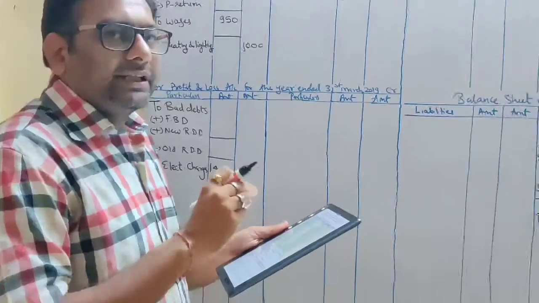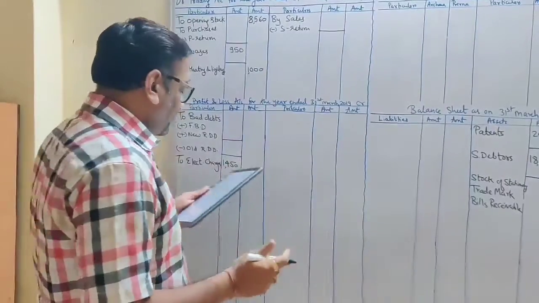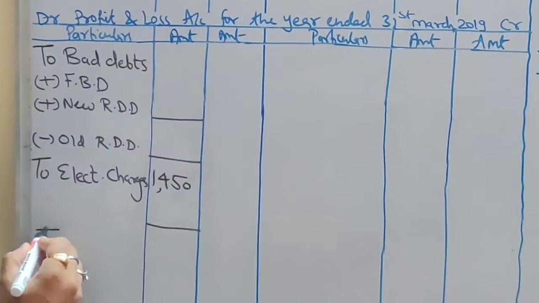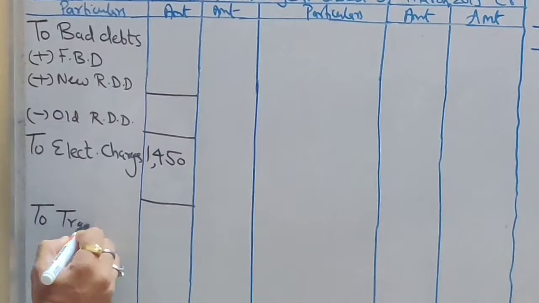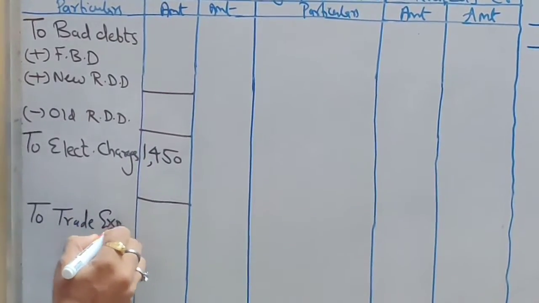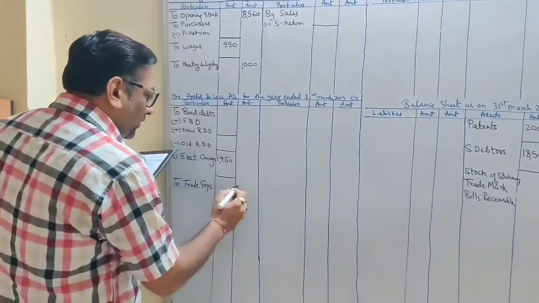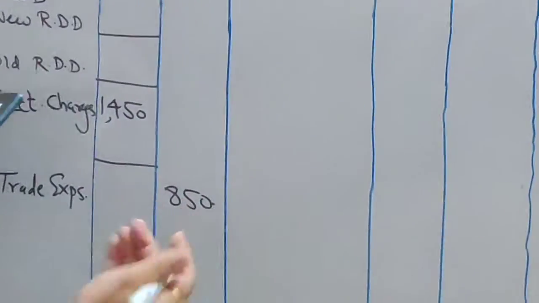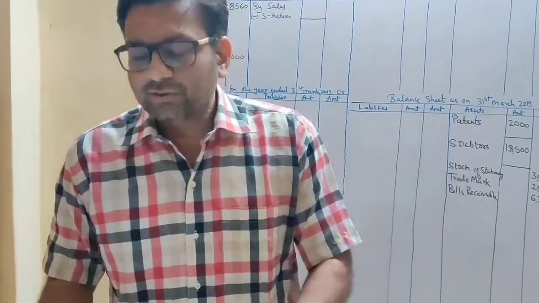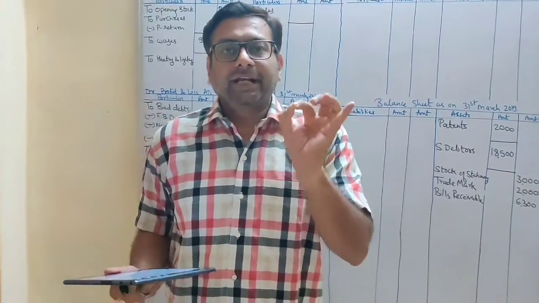In this sum, they have given only trade expense. So you will write it in the P&L account. It's a mixture, not a special account. It's a mixture. So you will write it in the P&L account. In outer column 850, there is no adjustment given. Hope, students, you have understood this item, trade expense.